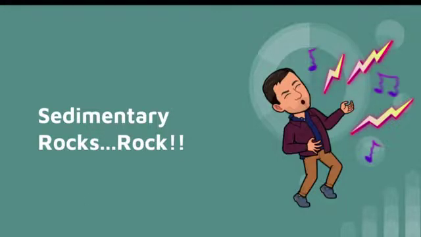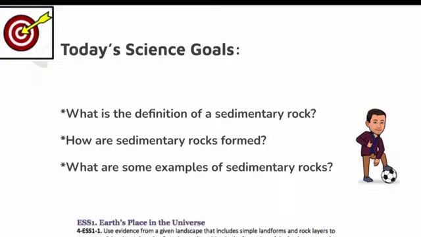There are three different categories, okay? And this one's called sedimentary. So by the end of this lesson, you'll be able to say what is the definition of a sedimentary rock? How are they formed? And I'm going to show you some examples of sedimentary rock, okay?